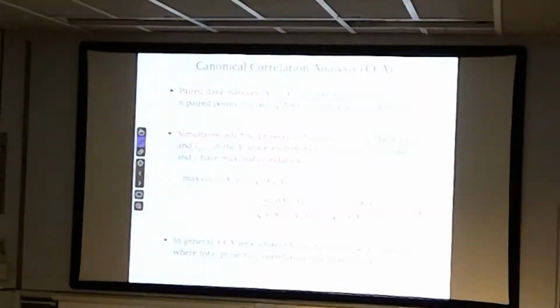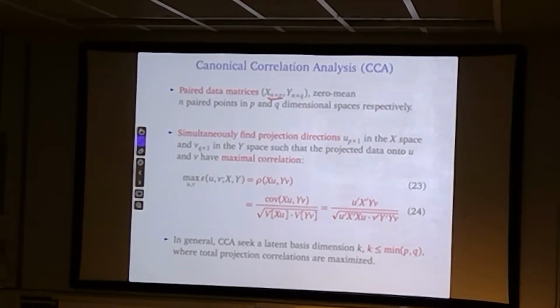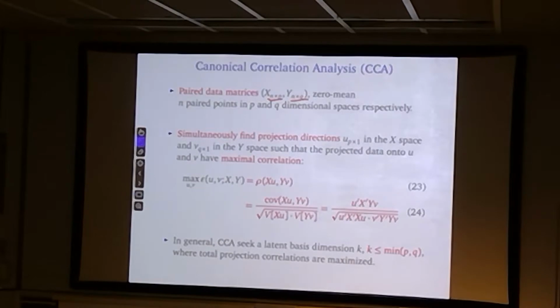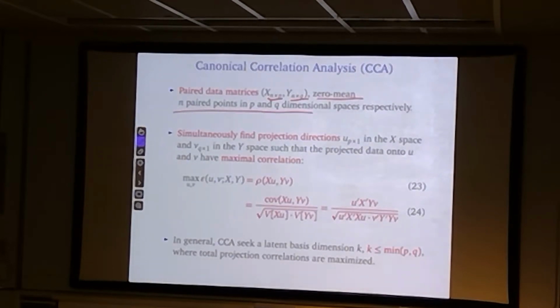Sometimes, don't let this misguide you. Okay, CCA. So we have covered the correlation coefficient. That is a scalar. We are dealing with X and Y, just a random variable, 1D vector, 1D scalar. Now we are talking about the data matrices n times p and n times q, with zero mean, n paired points in p and q dimensions, respectively.